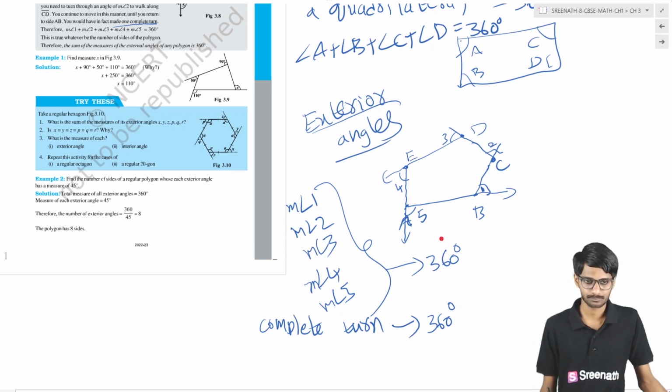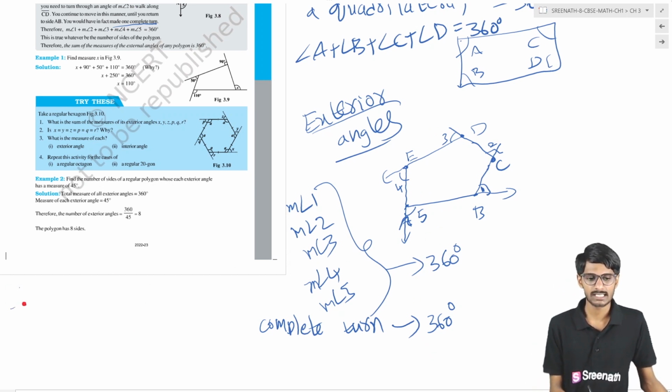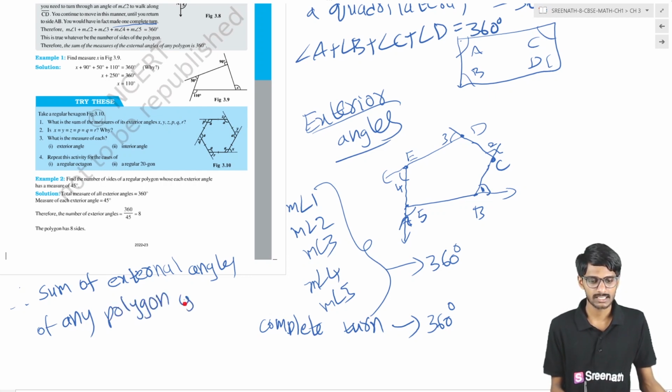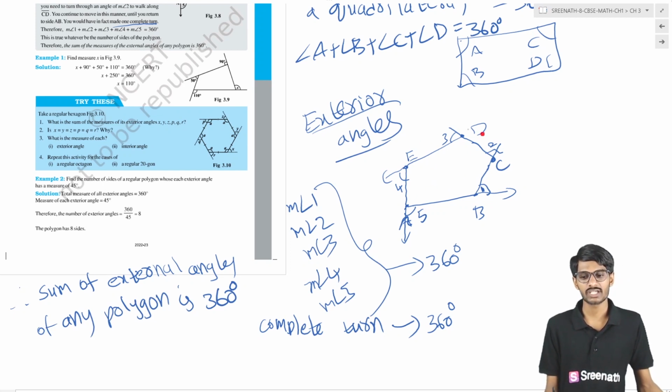So basically, finally, the sum of exterior or external angles of any polygon is 360 degrees. So this is a polygon. So the sum of the exterior angles of any polygon is 360 degrees.